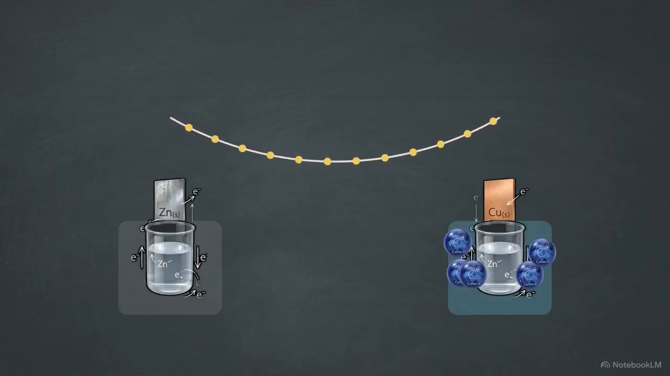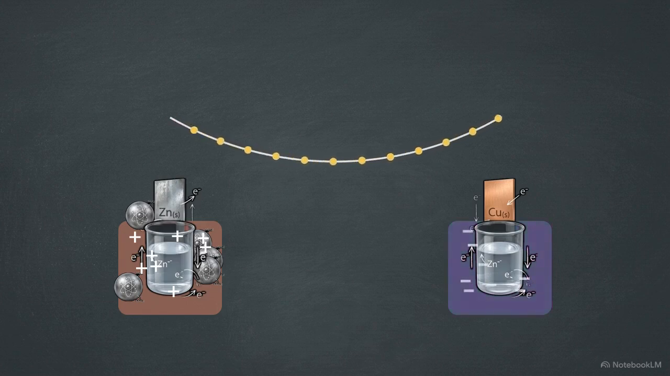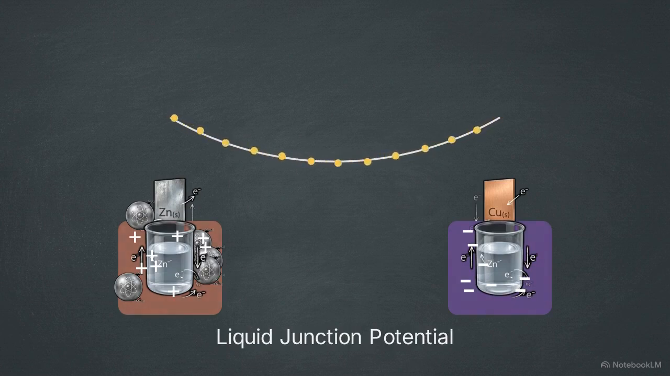As the zinc rod oxidizes and sends its electrons away, it dumps positively charged zinc ions into the surrounding solution. The left beaker rapidly accumulates a massive excess of positive charge. Meanwhile, the right beaker is pulling positive copper ions out of the solution to plate onto the rod. This leaves behind a severe excess of negatively charged sulfate ions. This growing imbalance creates an opposing electrostatic field known as a liquid junction potential.